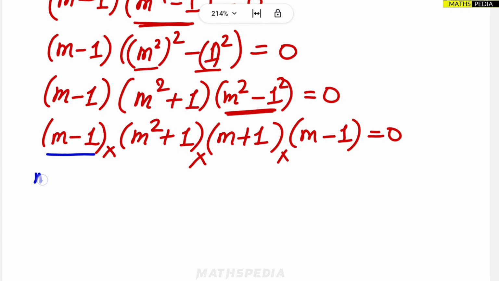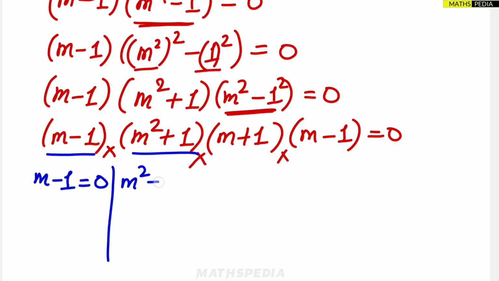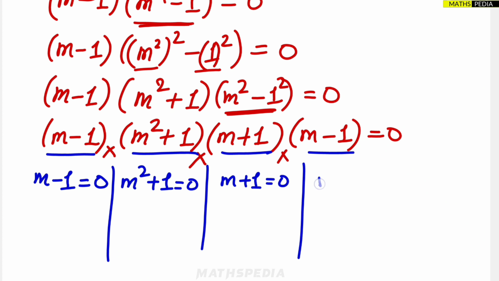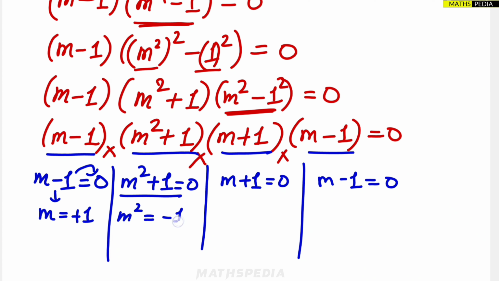So this factor equal to 0: m minus 1 equal to 0. Next, m square plus 1 is equal to 0. Then m plus 1 equal to 0. Then m minus 1 equal to 0. So from this, m value is equal to plus 1. From this, m square is equal to minus 1, and m value will be square root of minus 1, but be careful, you have to put plus or minus here. Then from this one, m value is minus 1. From this one, m value is plus 1.